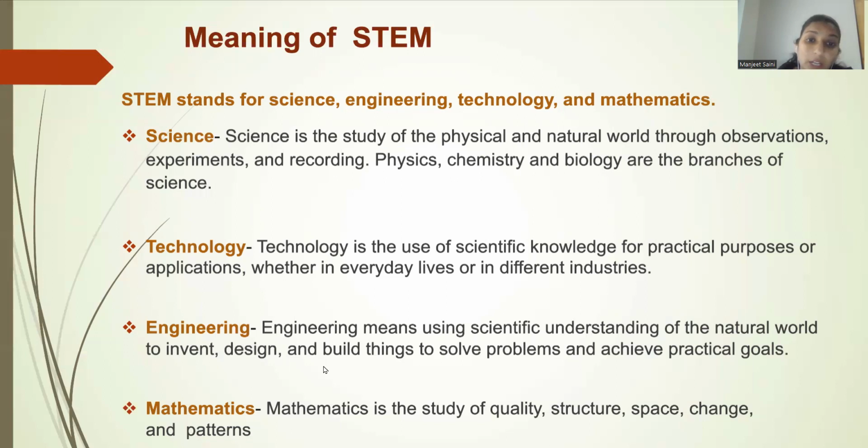So next one is engineering, which means using scientific understanding of the natural world to invent, design, and build things to solve problems and achieve practical goals, like roads or bridges. They are examples of engineering. And last one is mathematics, which is the study of quantity, structure, space, change, and pattern. Sorting and measurement also come under mathematics.